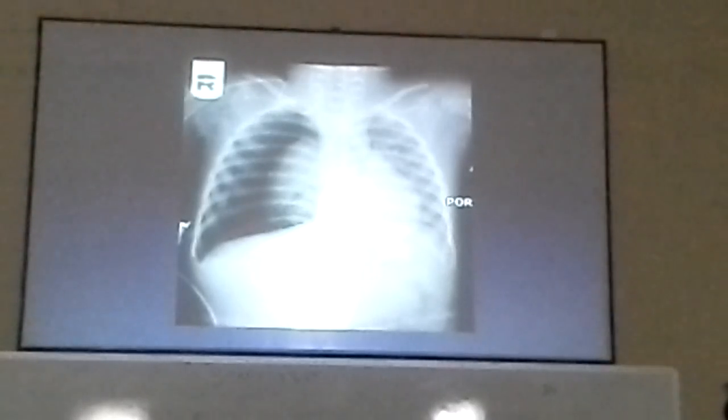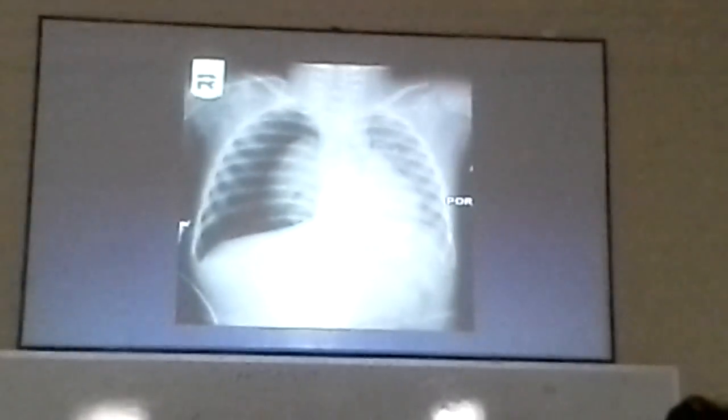Yes. What is your diagnosis? Very good. This is tension pneumothorax in another patient. What about this? This is collapse, consolidation or something else.